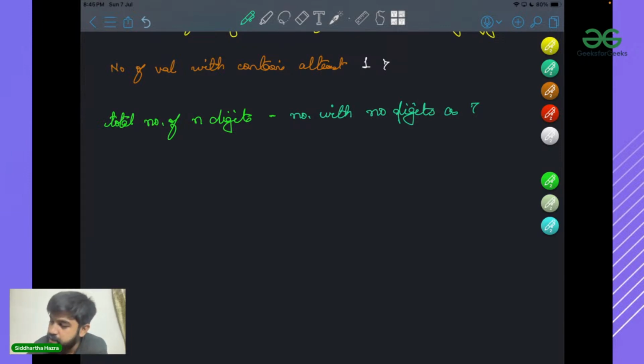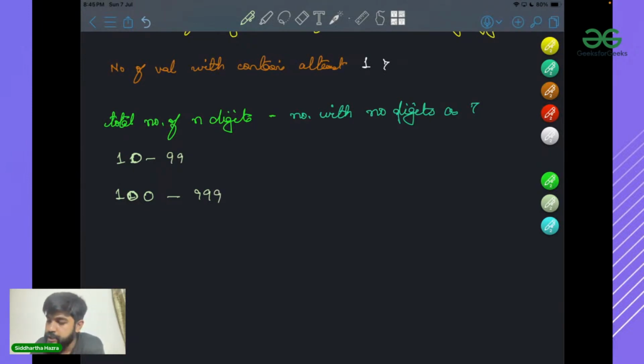Total number of n digit numbers is comparatively easy to find. How? Let's say n is equal to 2. Then the range would be from 10 to 99. n is equal to 3. Then the range would be 100, sorry, from 100 to 999. This would be all the numbers which are 3-digit numbers.